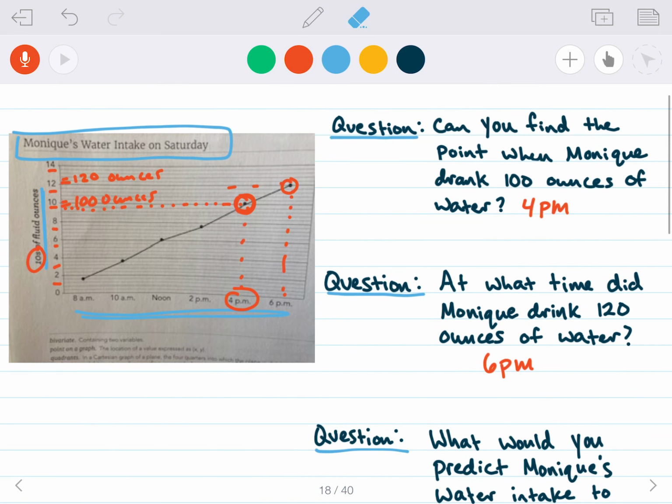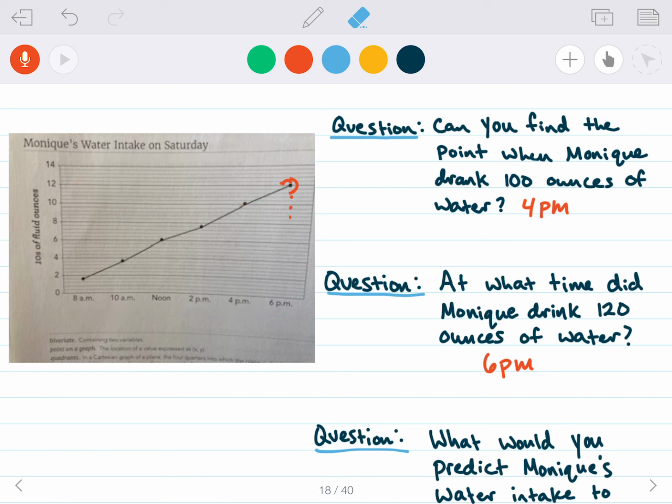Well, we want to look at the amount of change that's happening. And it looks like our x-axis goes up in increments of 2. We have 8 to 10, 10 to noon, noon to 2, etc. So we can figure out what the trend is. From 8 to 10, it looks like we're increasing by about 20 ounces, right? Because at 8 a.m. we have 20 ounces, and at 10 a.m. we have 40 ounces. So the change from 20 to 40 is 20.